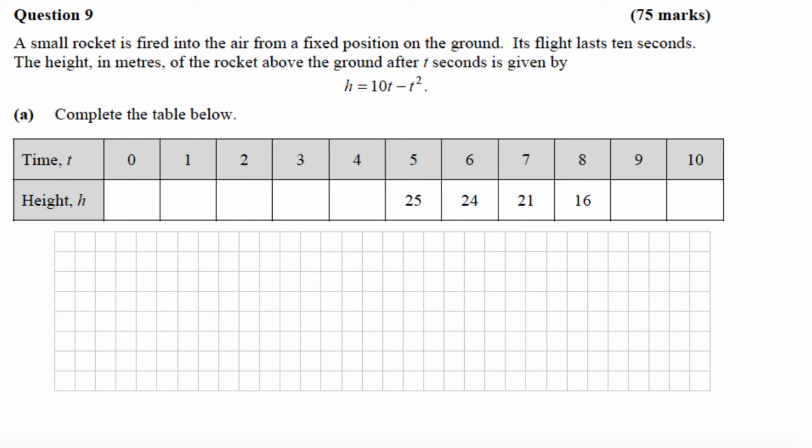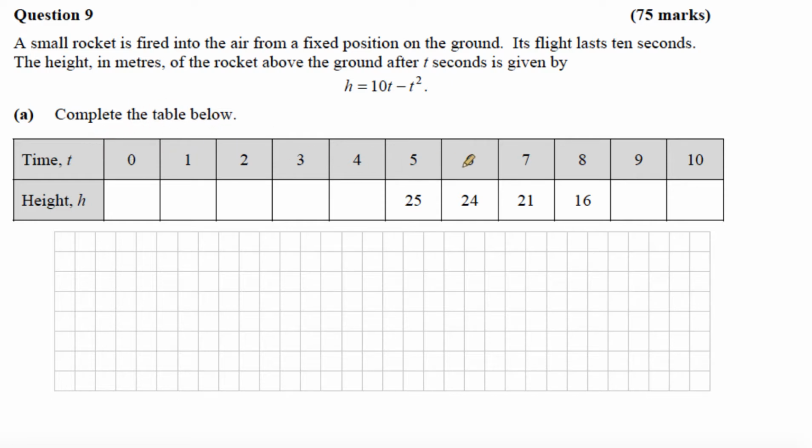So this is the 2014 Leaving Cert Ordinary Level Paper 1, and we're looking at question 9. A small rocket is fired into the air from a fixed position on the ground. Its flight lasts 10 seconds. The height in meters of the rocket above the ground after t seconds is given by the function h equals 10t minus t squared. Okay, part A says complete the table below.